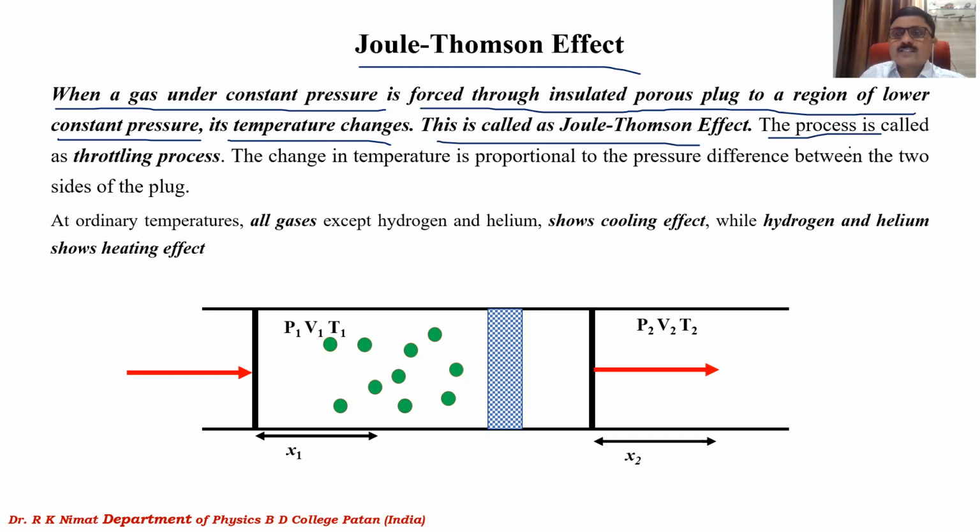And actually the process is called a throttling process, because the gas is passed or forced through the porous plug. And it is observed that the change in temperature is proportional to the pressure difference between the two sides of the plug. Means if dT is the change in temperature, that is final temperature minus initial temperature, then it is proportional to the pressure difference between the two sides of the porous plug, means final pressure minus initial pressure.